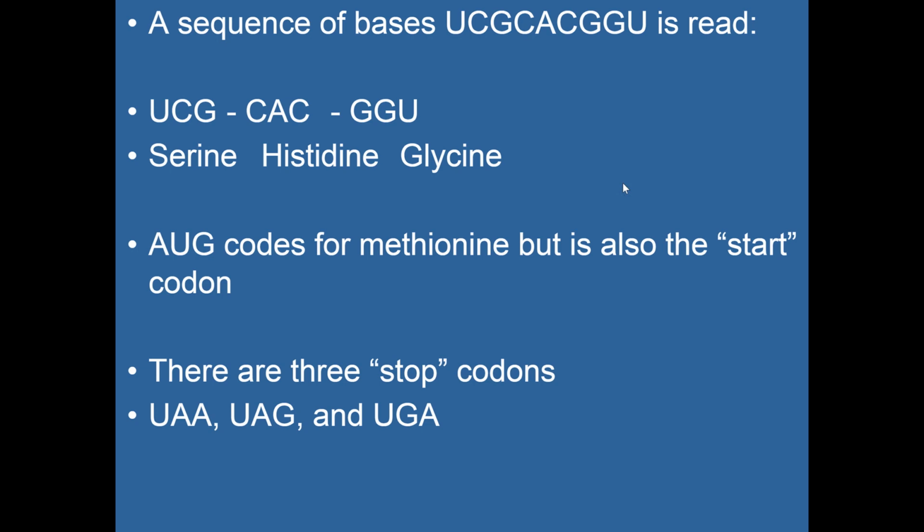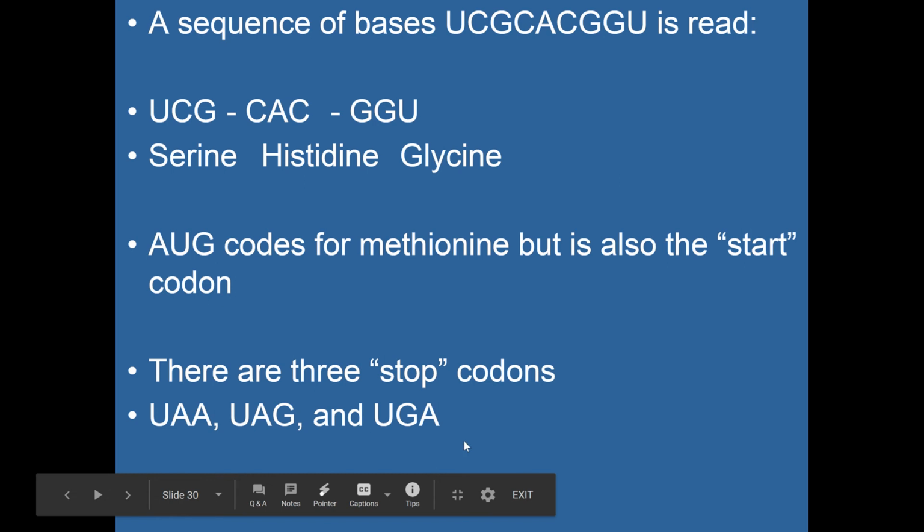AUG codes for methionine, but is also the start codon. So there are starts and stops. RNA genetic coding and the transcription can only begin on certain codons and end on certain codons. This is the one it can begin on, and these are the ones it can end on, the UAA, UAG, and UGA.